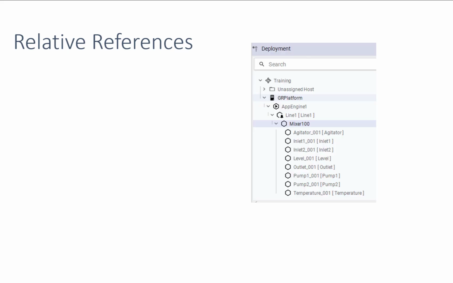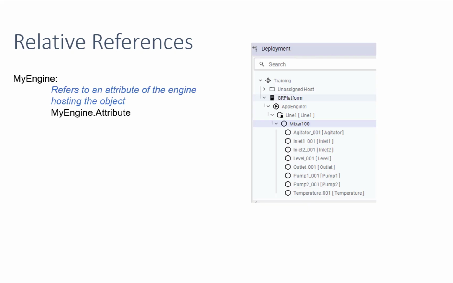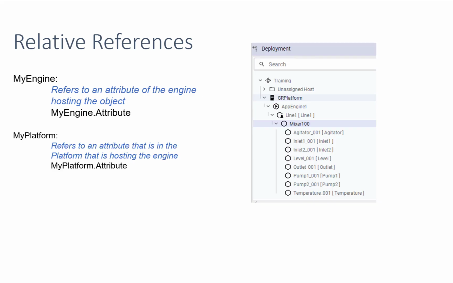2 additional relative references are also available: myEngine, which refers to an attribute of the engine that is hosting the object in the form of myEngine.attribute, and myPlatform, which refers to an attribute that is in the platform that is hosting the engine, and takes the form of myPlatform.attribute.